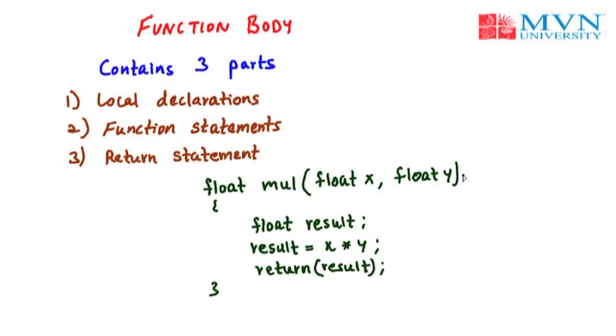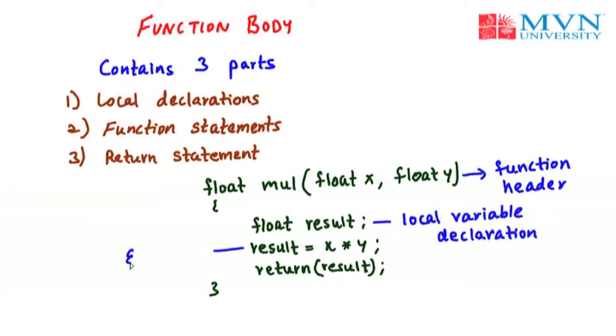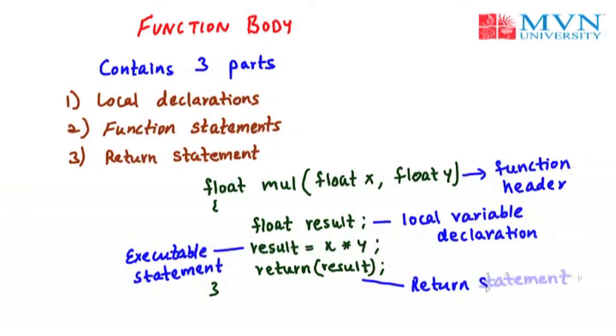So here the first line is basically the function header. This is the local variable declaration. This is the executable statement, and this is the return statement. So here I create a function named multiply, which multiplies the two variables x and y and gives the value to the variable result, and then the value of the result will be returned back by this function named MUL, that is for multiply. This is how we create the function body.